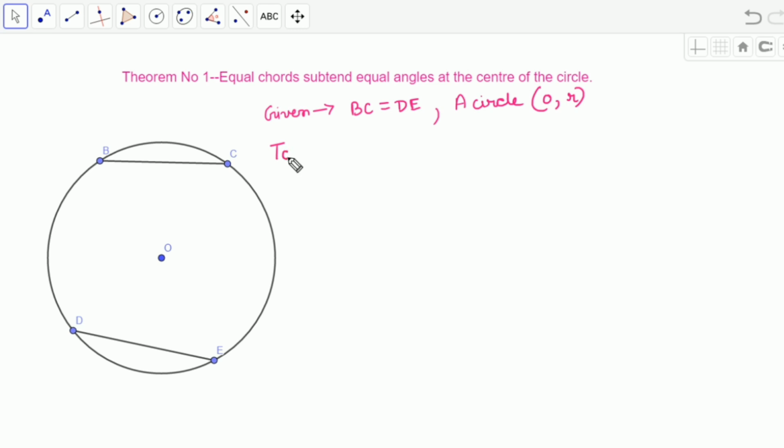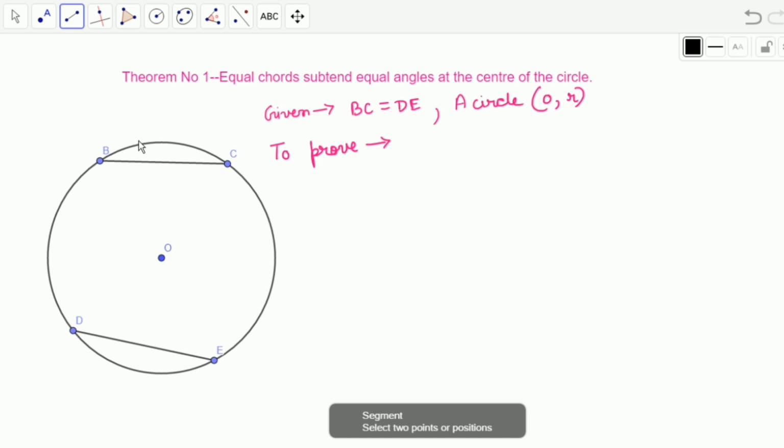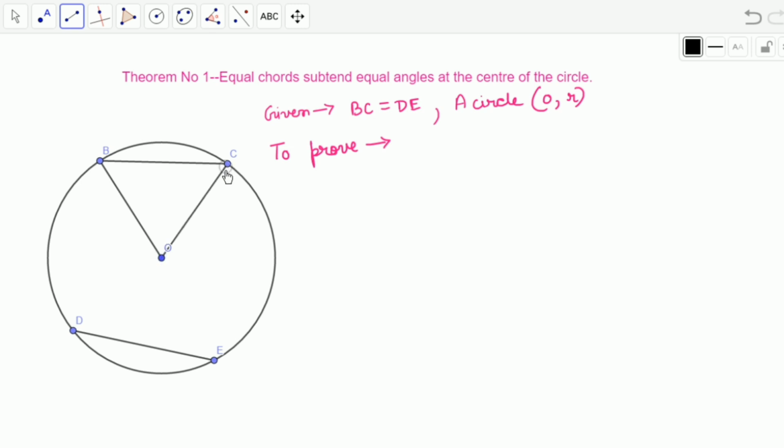So what do we have to prove? We have to prove that the two chords subtend equal angles at the center. Firstly, for that we need to construct. So let's join B to O, and then O to C, and again O to D and O to E.